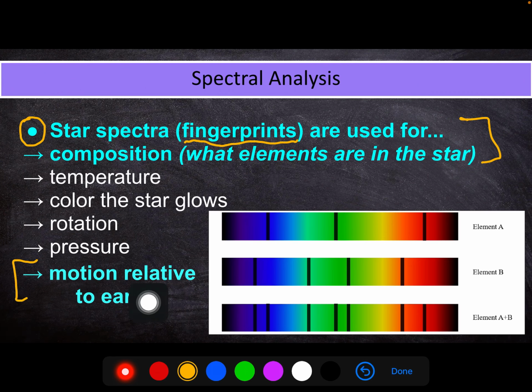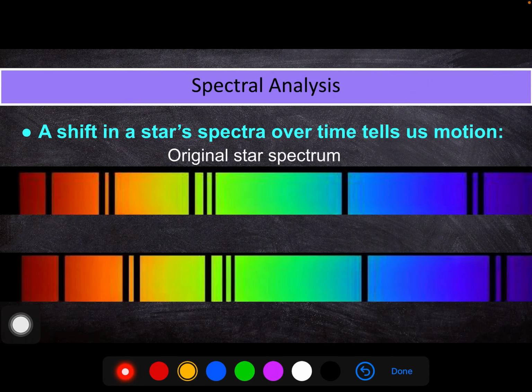Now we've talked a little bit about motion relative to Earth in terms of redshift or blue shift, but we haven't totally practiced it yet. What we're looking at is the shift of the star spectra over time. So make sure you get this bullet point in there. A shift in the star spectra over time tells us how the star is moving relative to Earth, towards or away. So here we see on the top a star's original spectra.